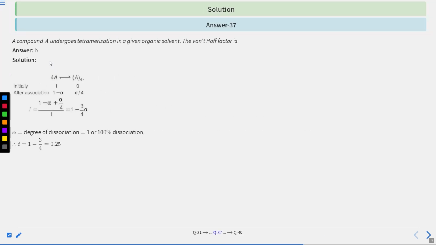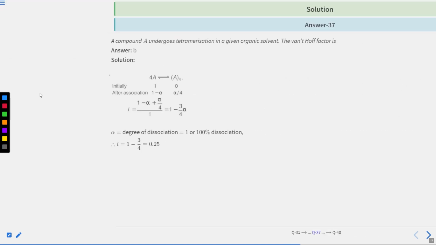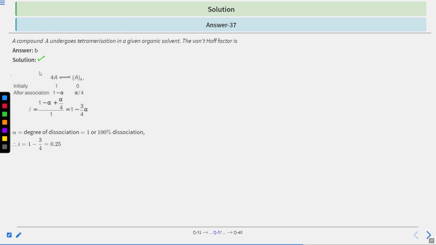Okay, so we have the answer as option B, that is 0.25. Let's see how it will be. So we have a compound A which is undergoing tetramerization. So 4A will become A4 at equilibrium. Initially 1 mole of A is present and the product moles are 0. But after association, the moles of the reactant, that is compound A, decrease by alpha, so 1 minus alpha, and the moles of product formed are alpha by 4 per atom, right?